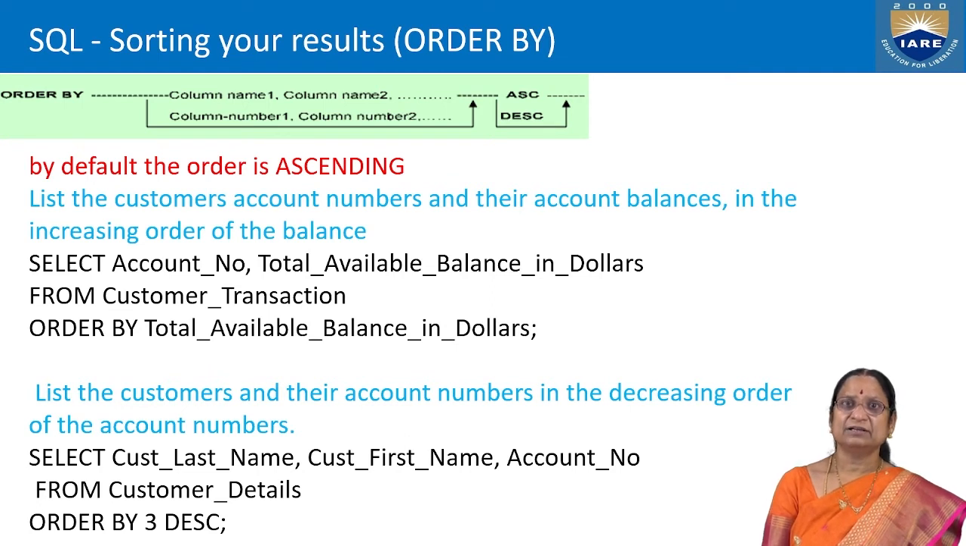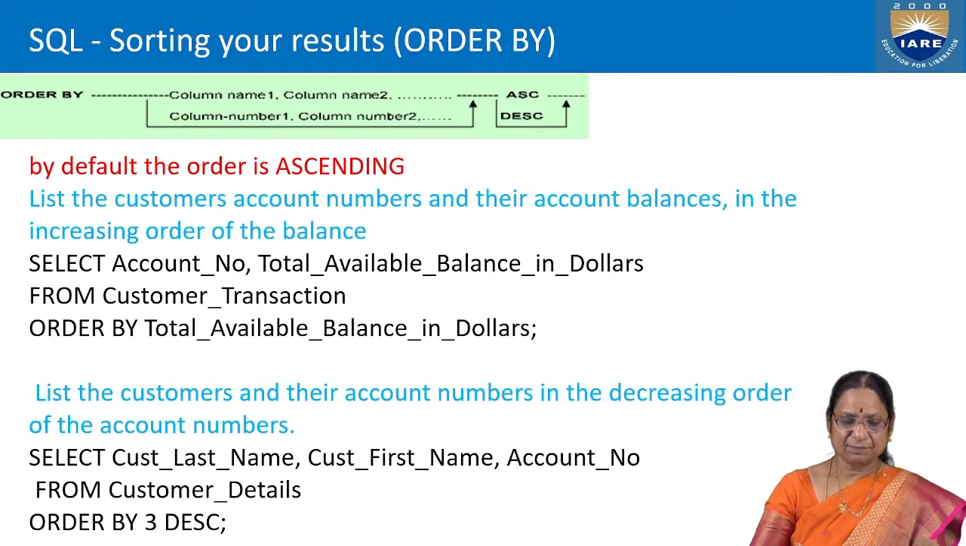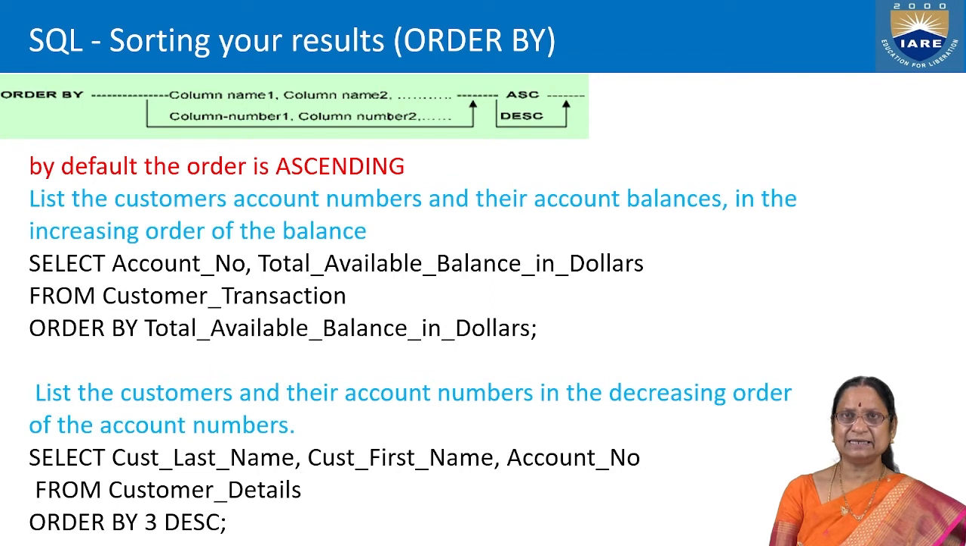By default, the ordering is ascending. If you didn't specify the order, and just use order by column name, then the respective data will be displayed in ascending order. For example, list customer account numbers and their account balances in increasing order of the balance. Increasing order means lower to higher, ascending order.